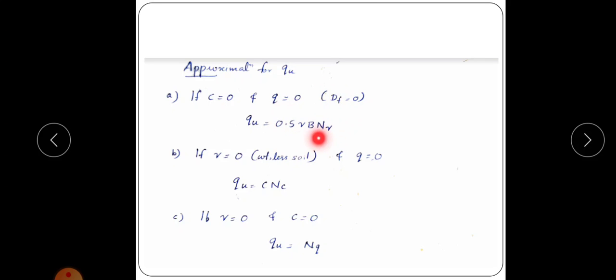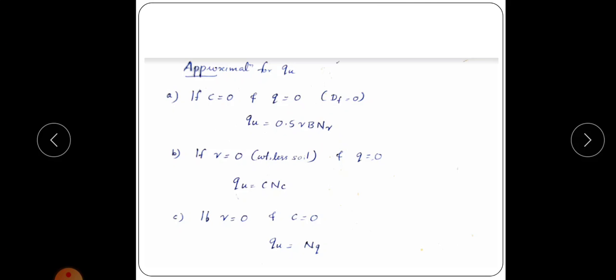This last term is independent of depth of footing and cohesion. So if c is equal to 0 and q is equal to 0, in the equation of ultimate bearing capacity the last term will be there, and the other two terms will be 0. So Qu is equal to 0.5 gamma B N gamma.